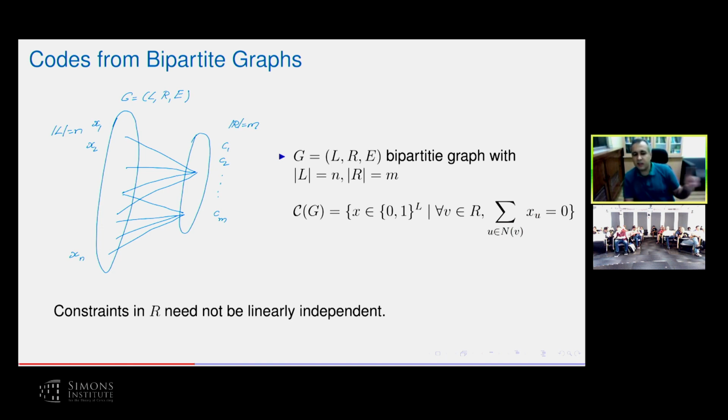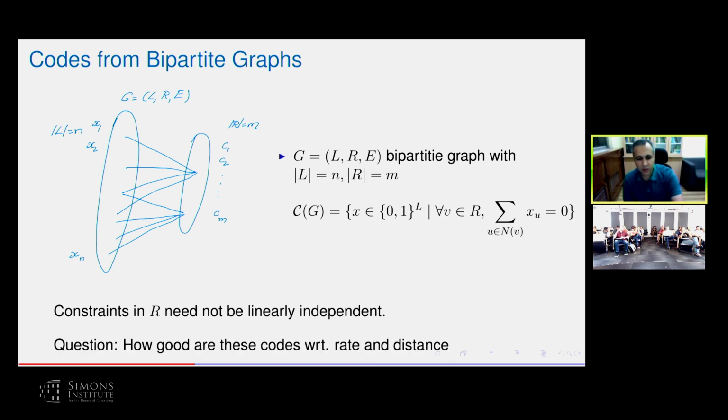Unlike in the previous case, the constraints in R need not be linearly independent. The constraints on the right-hand side could have dependencies, in which case a constraint doesn't add any more power. It's just going to check the same check, and we will see such codes later on. So this is a very simple description of a code. Once I give a bipartite graph, we get a code out of this. A good question to ask is, how good are these codes with respect to the two parameters we care for, rate and distance? So let's ask this question. What's the rate of this code?